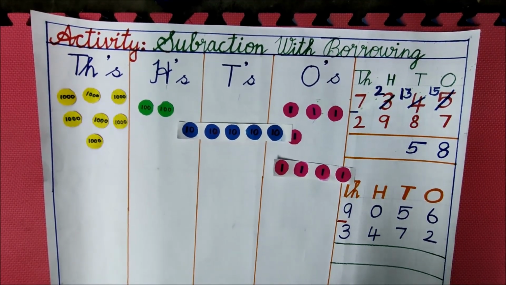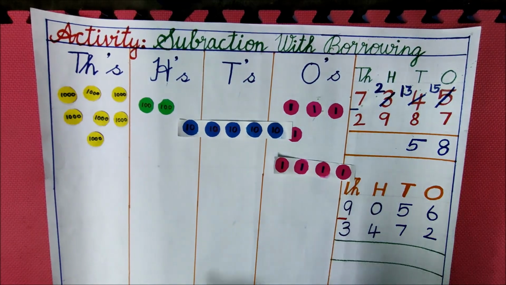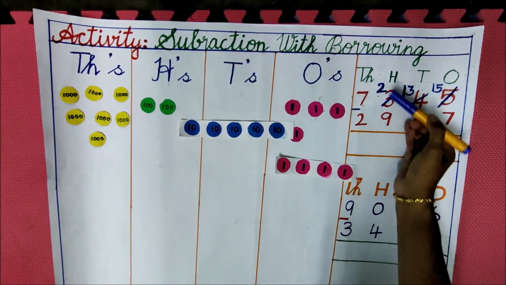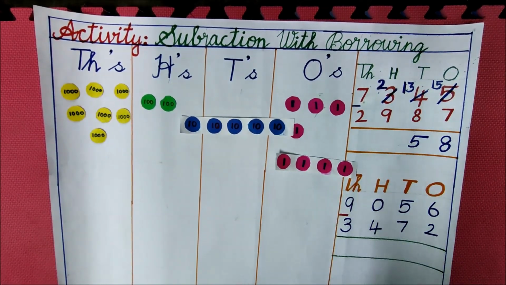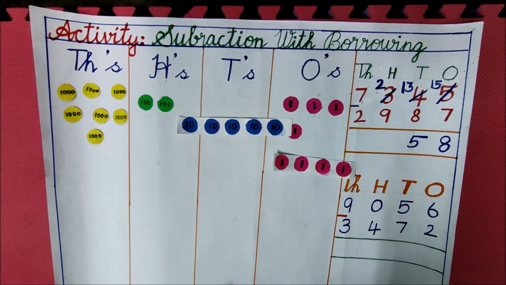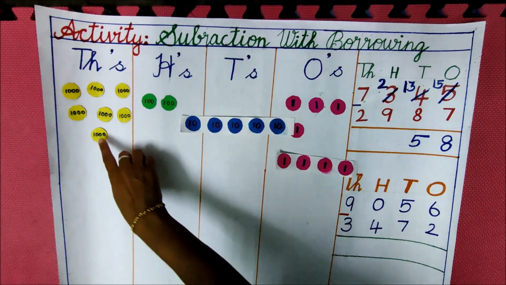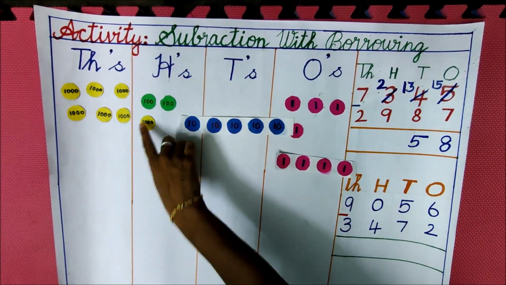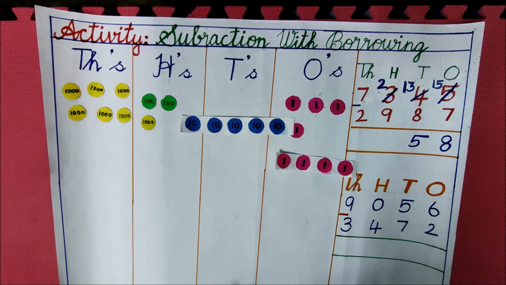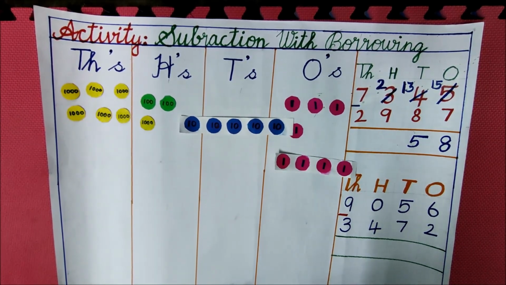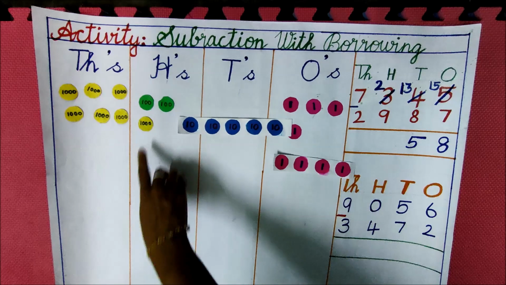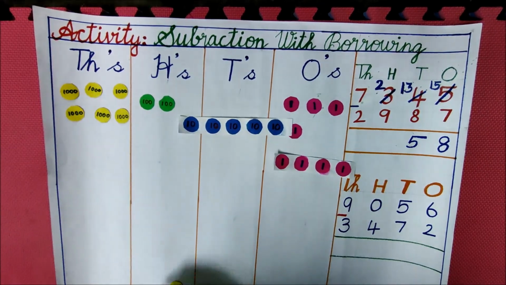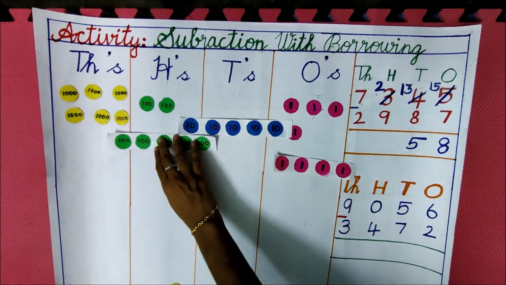Fine children. Shall we move on to hundreds place? Yes. So hundreds place we have 2. We need to subtract 9 from 2. Is it possible? No. Again we have to borrow from thousands place. So I am going to borrow one from here. So children, 1000 is equal to 10 hundreds. So instead of this 1000, I am going to keep 10 hundreds.